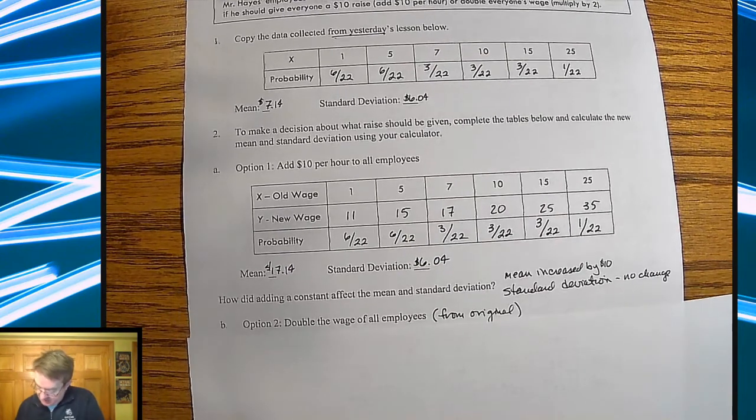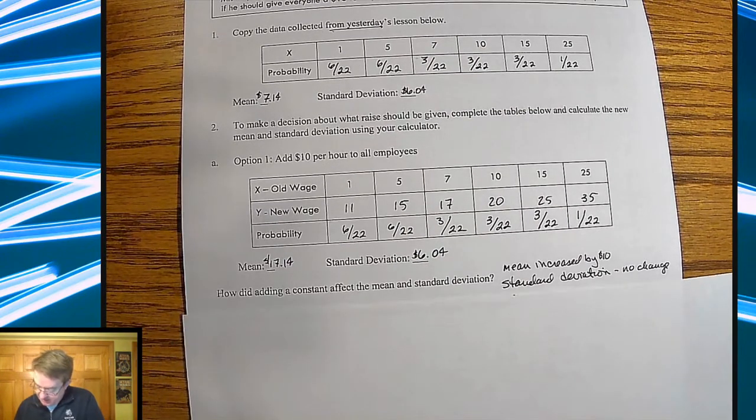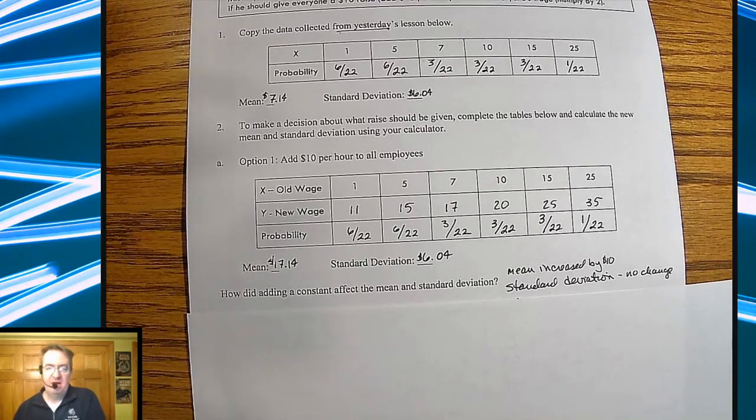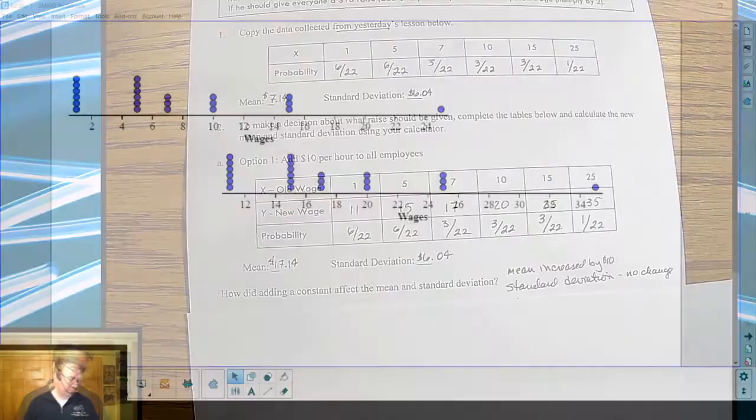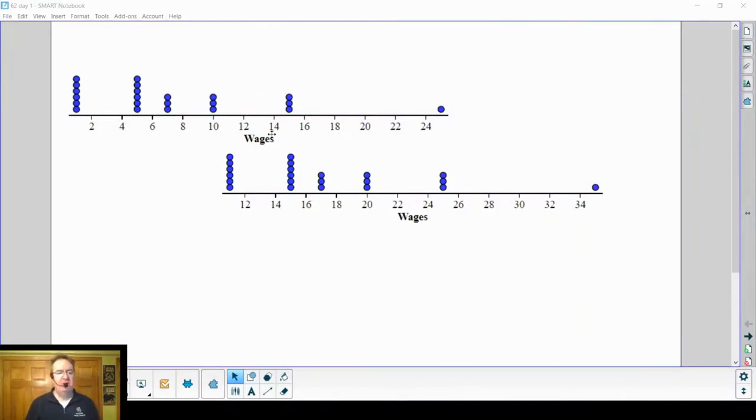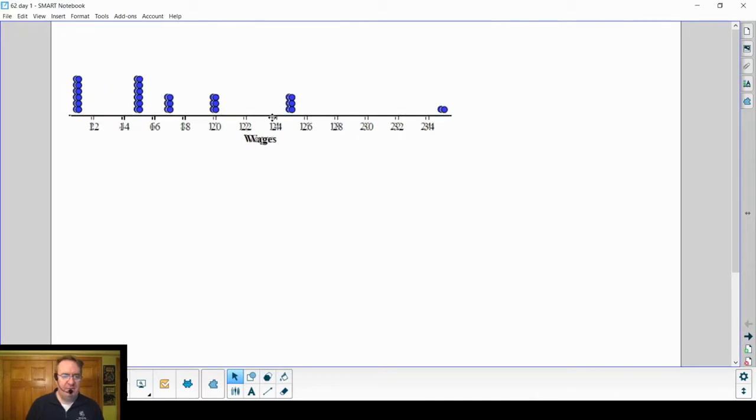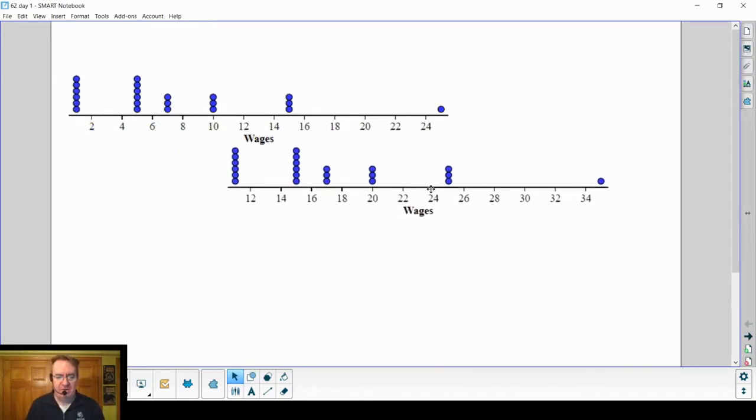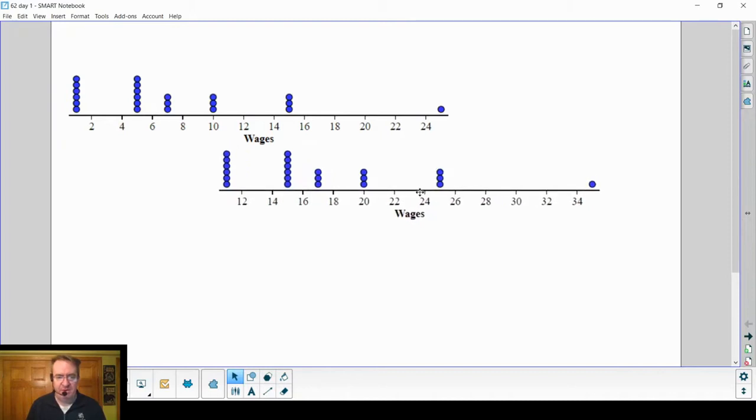And so that's what this next question will go through and ask. How did adding a constant affect the mean and standard deviation? Well, the mean had jumped by $10, which if you think about it, makes sense. So I did a little distribution over here. Notice this at the top is the old wages, the bottom is the new wages. And so everything just kind of got shifted over. So in fact, if I line these things up, it's identical. So that's why the standard deviation doesn't change. The spread is not any different. It's just that these are now lined up about there.